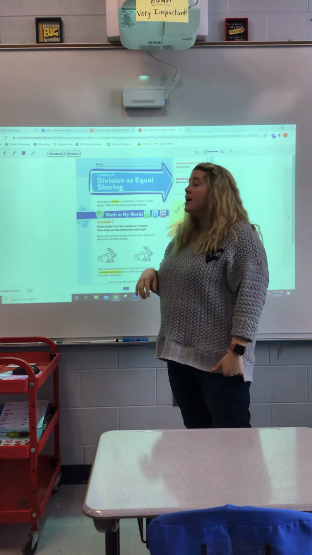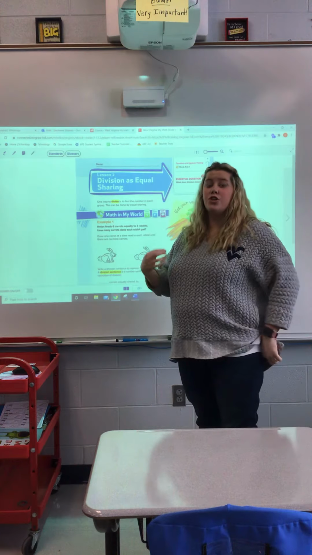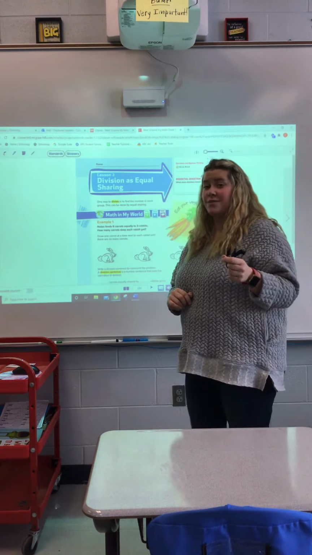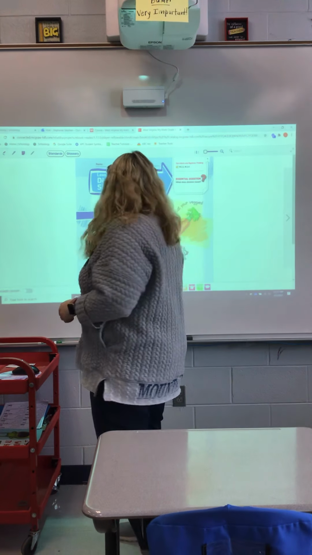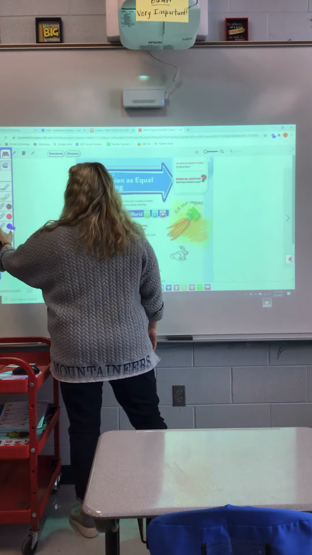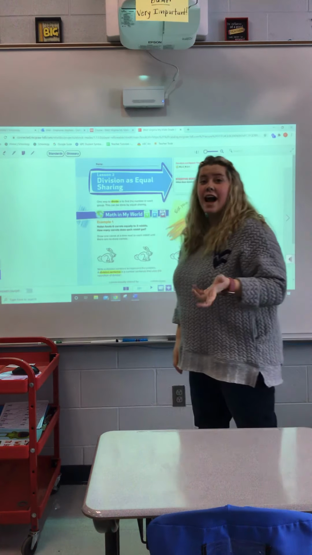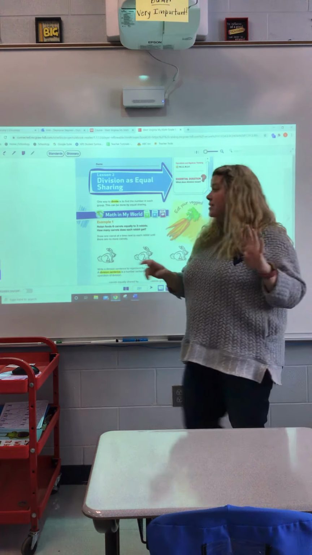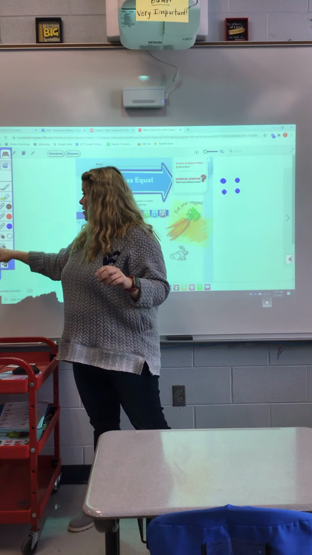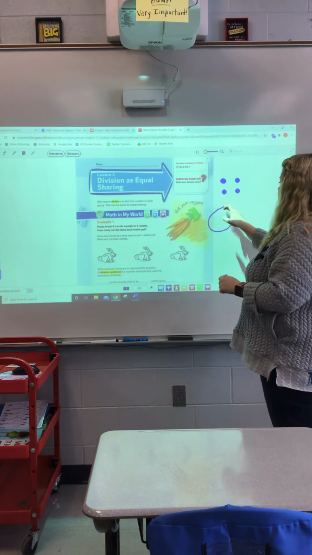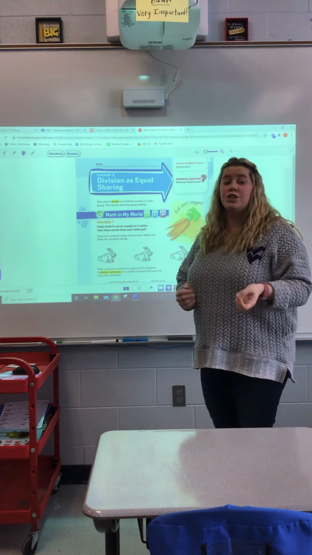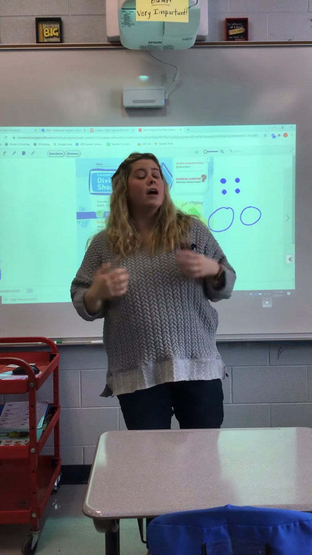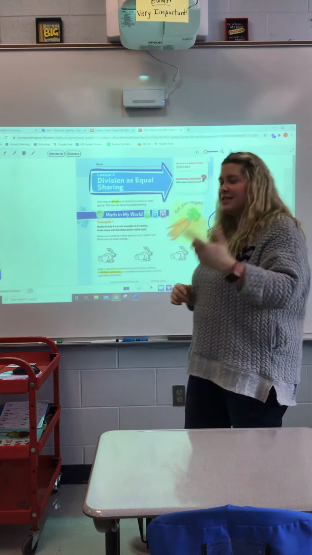One way to divide is to find the number in each group. So we want to know how many are in each group. This can be done by equal sharing, okay? And let me give you an example of equal sharing. Let's say that I have 4 cookies, and then I have 2 friends. So if I want to equal share, that means that I give an equal amount to each group until the whole thing is gone. So watch as I do that.